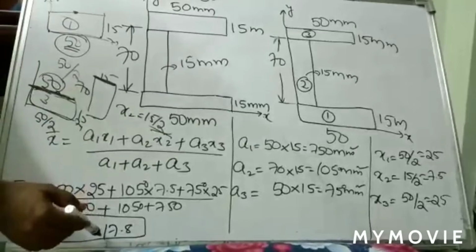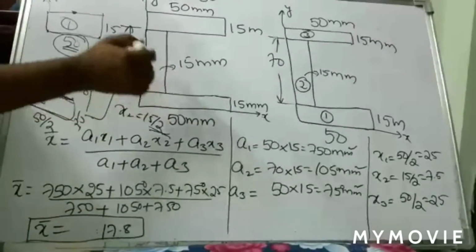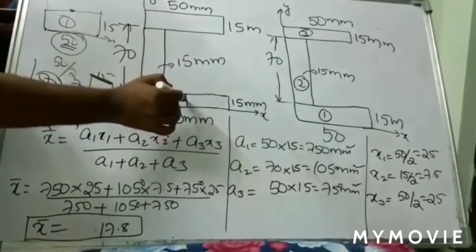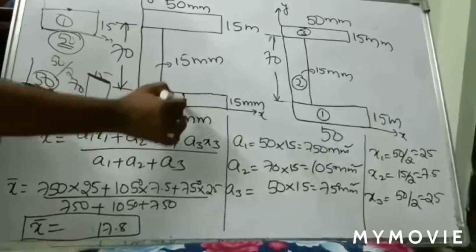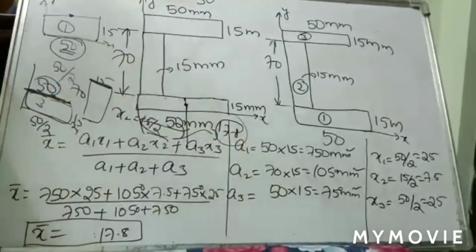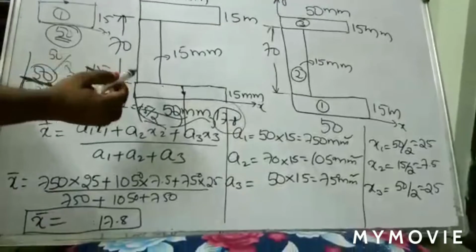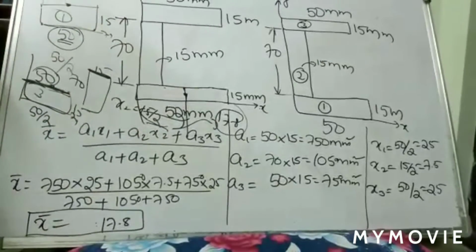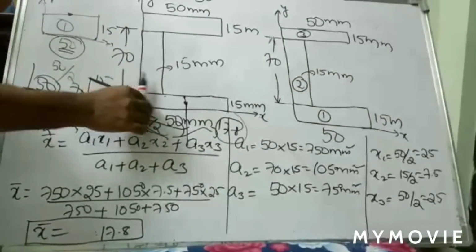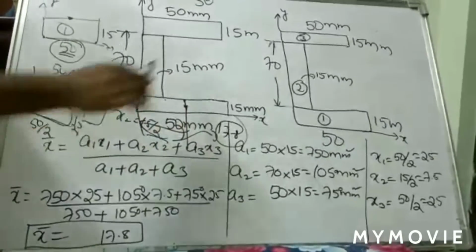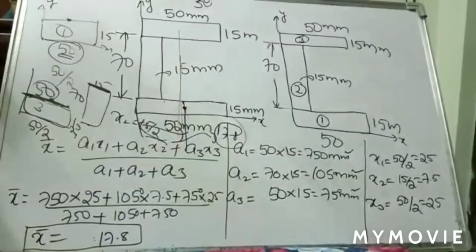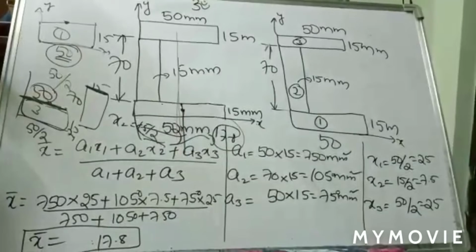Here 17.8 means the total distance is 50 and this distance is 15, so the centroid lies somewhere here, in this location. From the reference axis to this point, the distance is 17.8. That means the centroid for this entire section lies at 17.8, somewhere here. So this is how you find the centroid for a channel section.